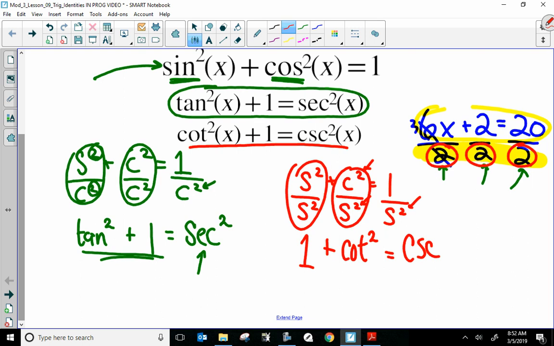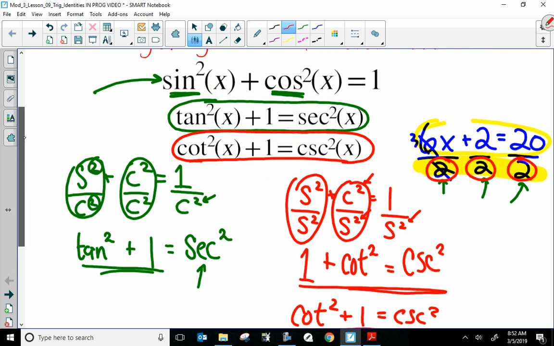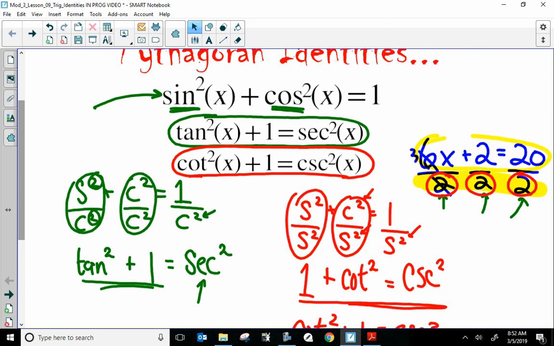If this trig is squared, this trig should be squared. This is the same thing as this. It's not written the same because in addition, order does not matter. I could say cotangent squared plus 1 equals cosecant squared. And there you go. It's the same exact thing. I just wanted to explain these because I didn't explain them last video, but I wanted to explain them now. And now you know. But ultimately they come from sine squared plus cosine squared equals 1. They're just variations of them.